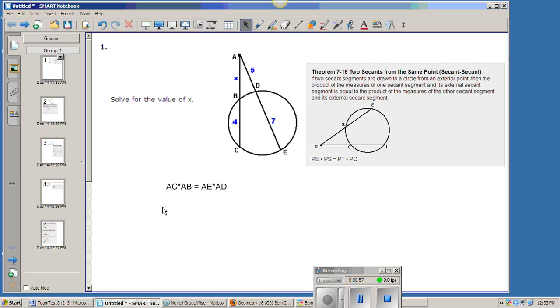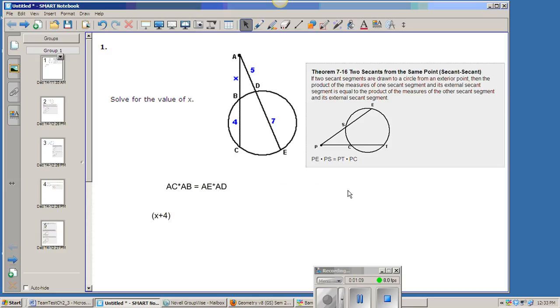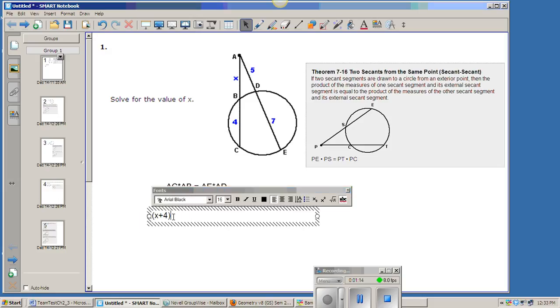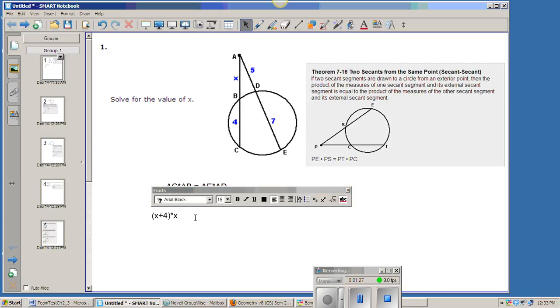So the length from A to C would be x plus 4. So I'll just type in x plus 4. And then the length from A to B would just be x. So times x has to equal the length from A to E, which is 5 plus 7, so that's 12. So just say equals 12 times the length from A to D, which is 5.